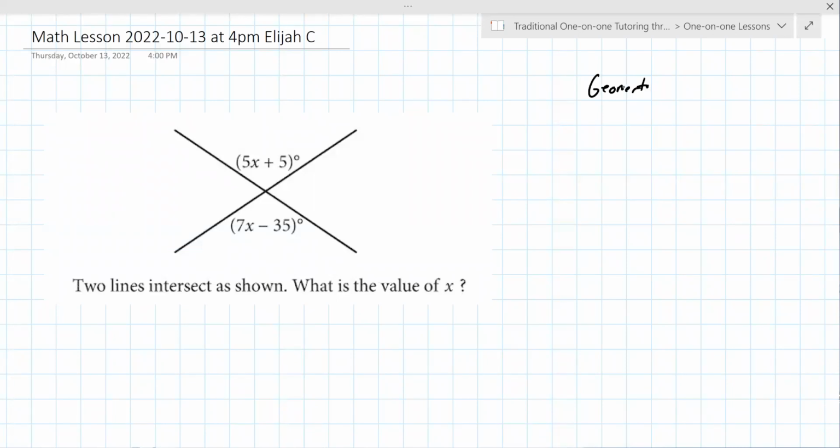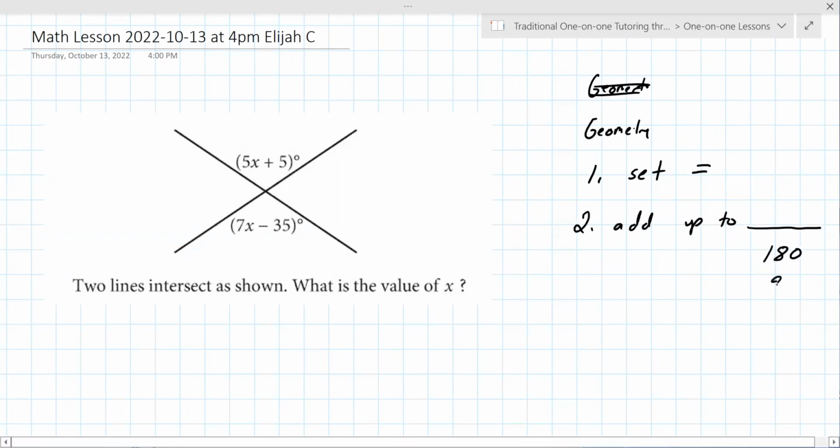There are really two things that you need to know about geometry that will help you in this exam. The first is you set two things equal. The other is they add up to something, and then there are some options in the fill in the blank. It could be 180, which is the most common, it could be 90, it could be 360, or a few others.